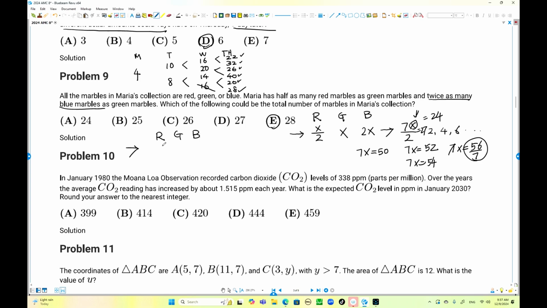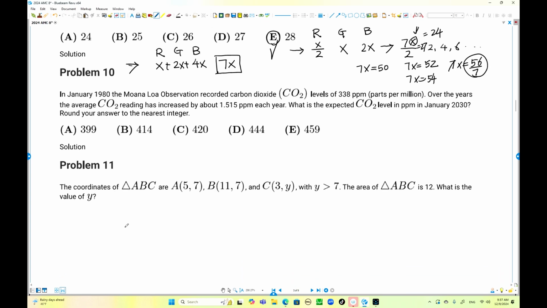So times 2, if red is x, green is 2x, blue is 4x. You can let it this way, but x is an integer, right? x is an integer. So when you add all of this, 7x is the total number of marbles, right? So 7, 14, 21, 28, okay? That's the easiest way.